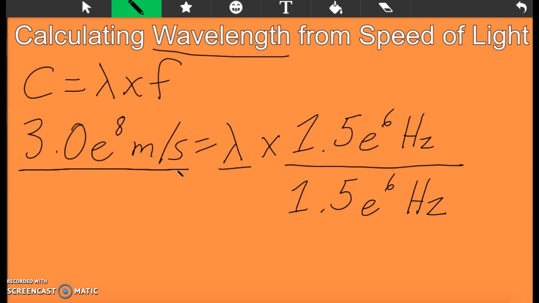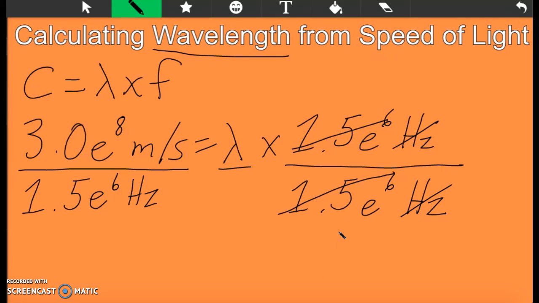Now it's an equation, so what you do to one side you have to do to the other. 1.5 e to the 6th hertz. Now over here the whole thing cancels, so this just ends up as 1, so we end up with just lambda. Now I haven't mentioned it, but the hertz represents 1 over 1 second. Sometimes you'll see it as s to the negative 1. I won't show you guys this, but just saying. So when we're dividing by 1 over s, we're really multiplying by s over 1, so that cancels out the seconds. We're left with just meters.